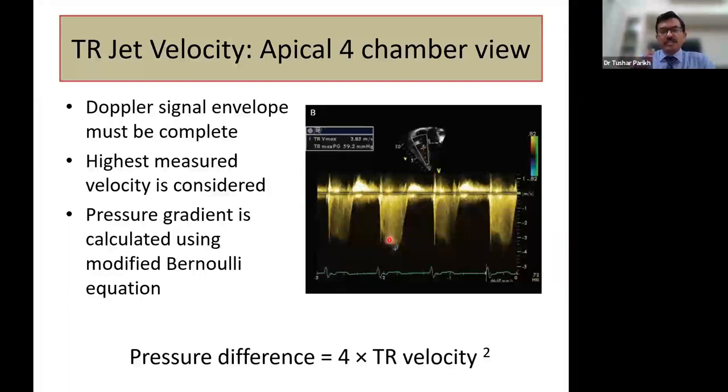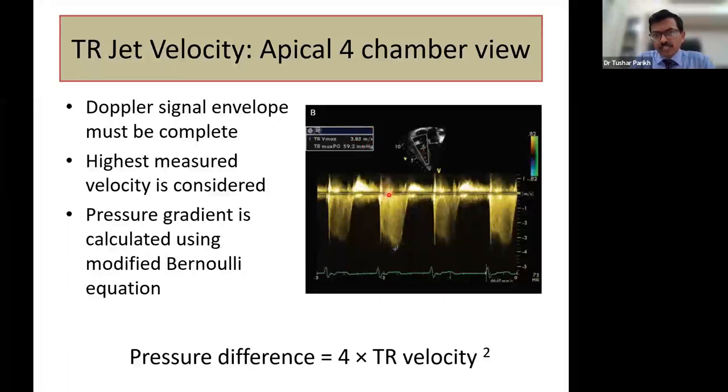So whatever the probe position is, you have to align with the long axis, rotate the probe, tilt the probe, so that you get a proper, better ejection waveform, and measure the highest velocity. So here I am happy that the envelope is complete, and I am measuring the velocity from the baseline, and the velocity comes to nearly 4, or it is shown here as 3.85 meters per second.